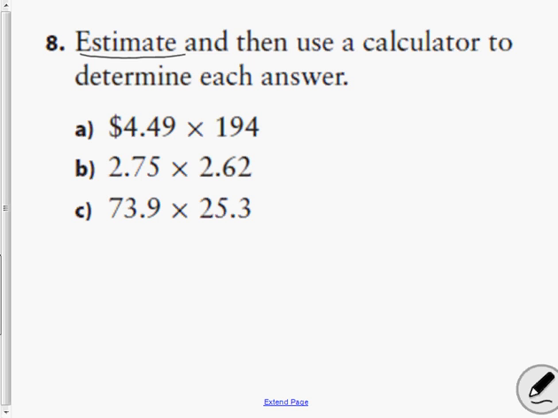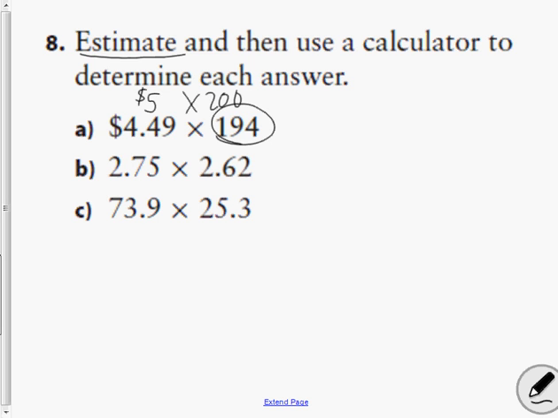So if I said, 194 people gave you $4.49, approximately how much is that? You should be able to say, I'm going to make this $5. You can make it $4, you can make it $5, I don't really care. But 5 is easier for me to estimate, so I'm going to make it $5 times 200 people.